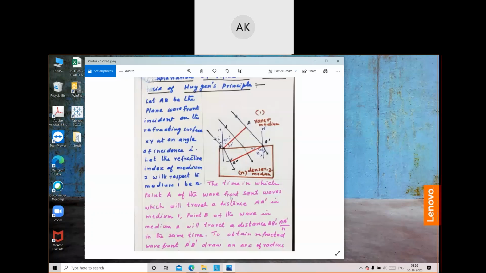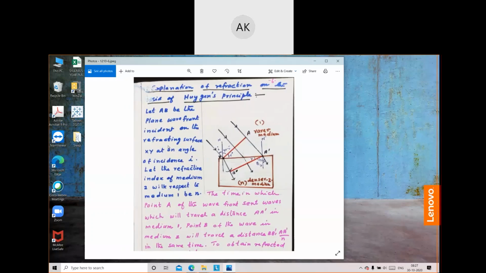So light can move as particles and wave. Dual nature. So we can see the explanation of refraction on the basis of Huygens theory. Here you can see the wave front.